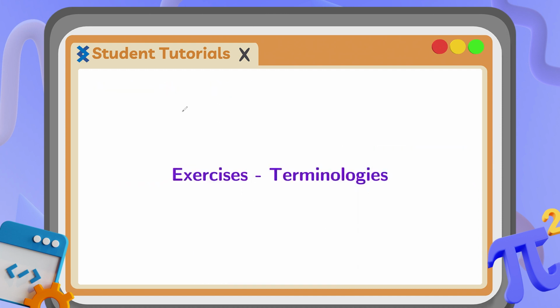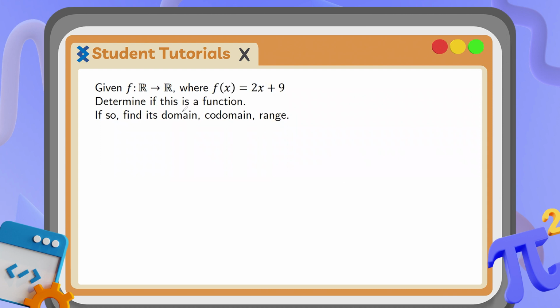So now let's actually have some exercises regarding these terminologies. Given a function from all real numbers to all real numbers, where f of x is 2x plus 9, determine if this is a function, and if so, find its domain, codomain, and range. So first, to determine whether it's a function, we need to review, again, the definition. For all a, there exists b, where f of a is equal to b.